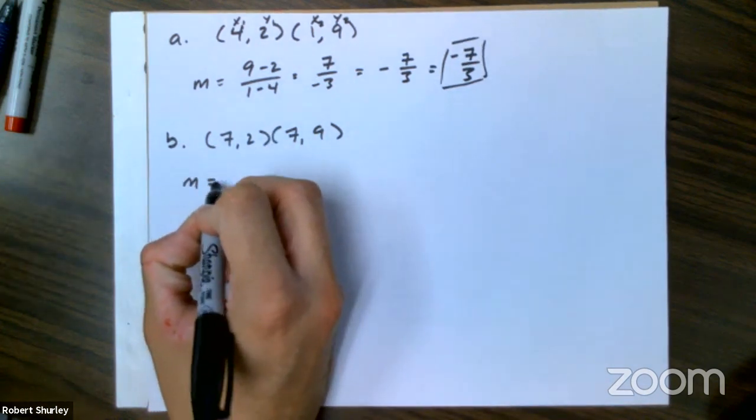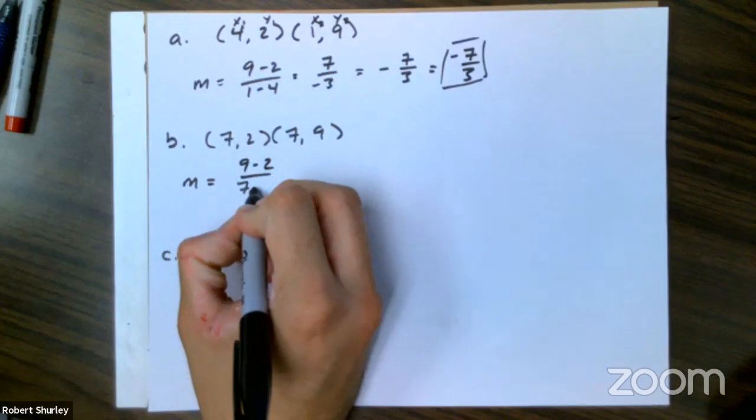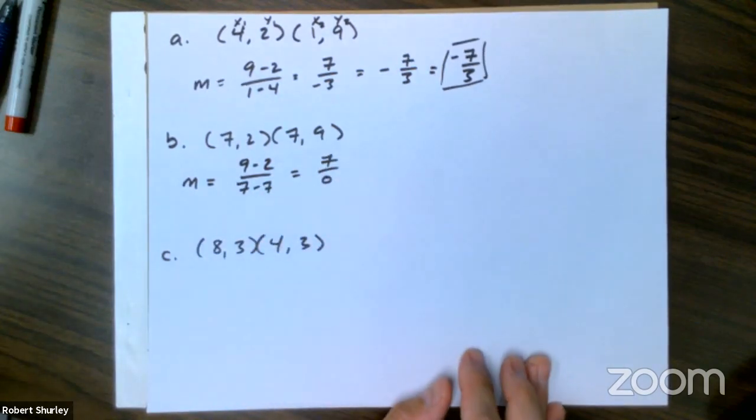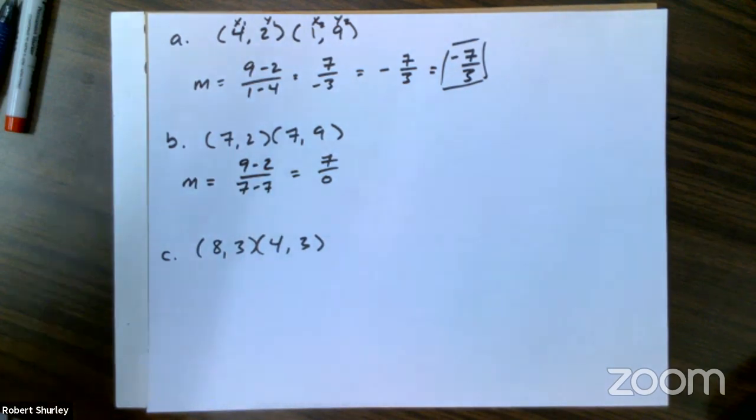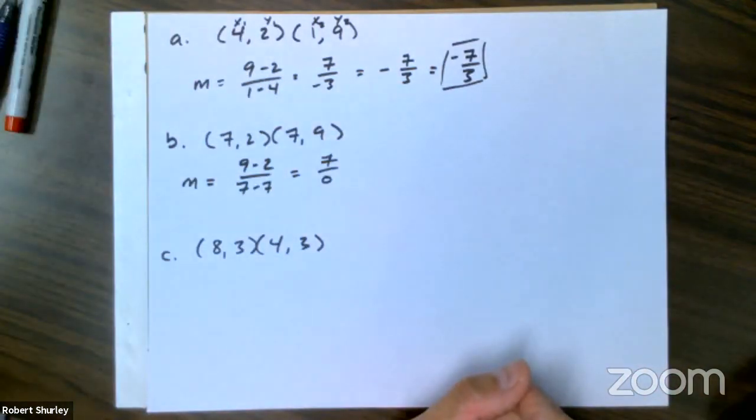So we've got m equals 9 minus 2 over 7 minus 7. So I wind up with 7 divided by 0. What's that going to be? You can put your guess in the chat box, what you think it is.